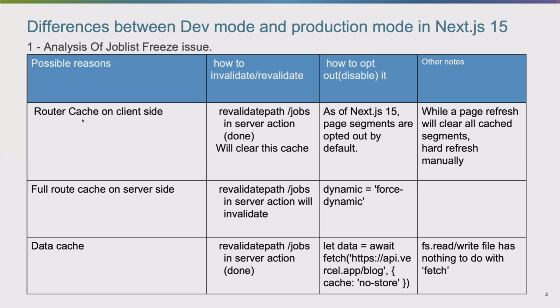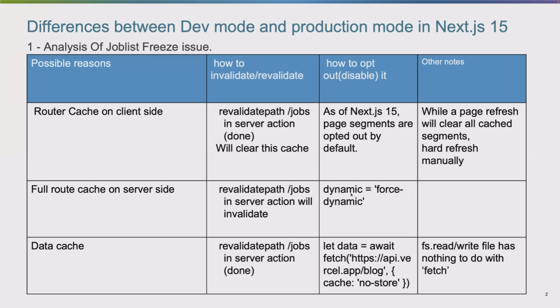If there's some router cache, they will be refreshed by those actions. Now the second one is the full route cache, which will be stored on the server side, and I definitely use revalidatePath to trigger the refresh of this kind of cache in turn. This command directly refreshes the data cache and in turn refreshes the full route cache, and then in turn refreshes the router cache on your client side.